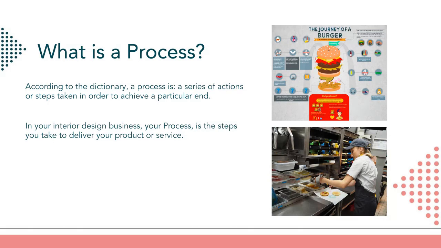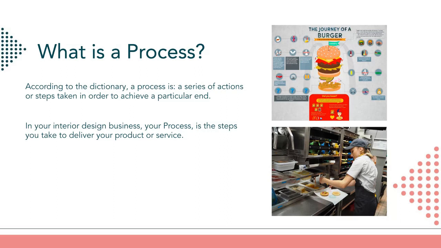So according to the dictionary, a process is a series of actions or steps taken in order to achieve a particular end. And in your interior design business, your process is the steps you take to deliver your product or service, or in our case, our solutions, right? So I shared with you earlier the example of making a hamburger and how McDonald's has this amazing system and process that helps them to deliver their product to the end consumer, whether it be the Big Mac, the hamburger, the fish sandwich. The fish sandwich is my favorite, but that's the only thing that I eat from McDonald's. But whatever your choice of product is from McDonald's, there is a process, right, that they have.